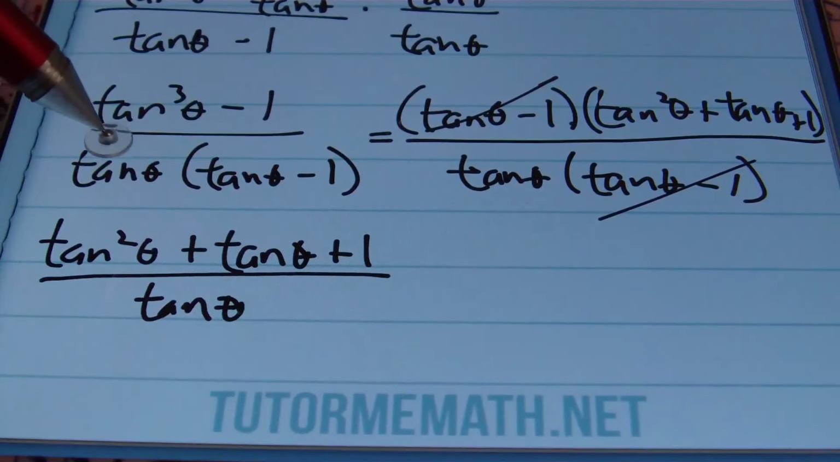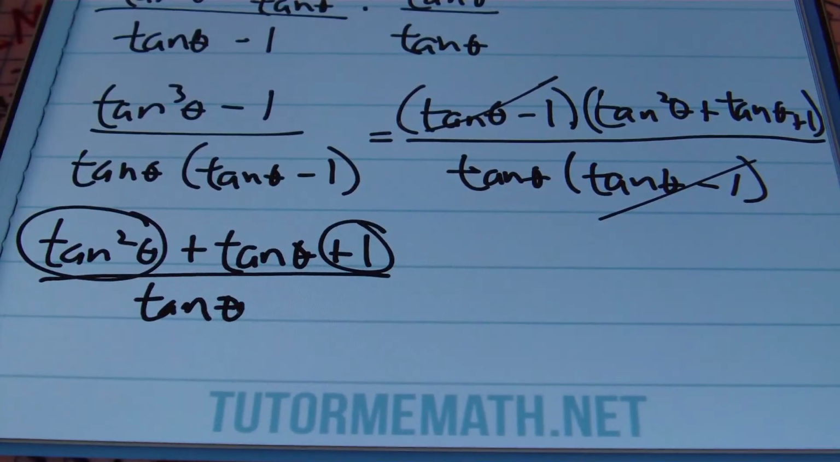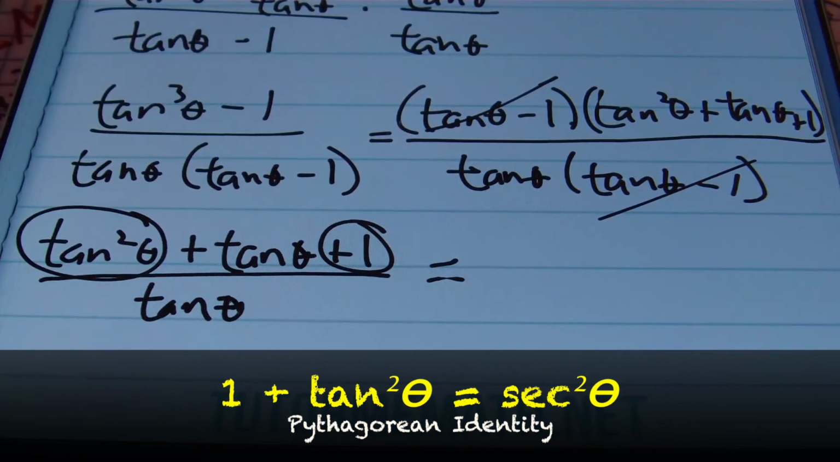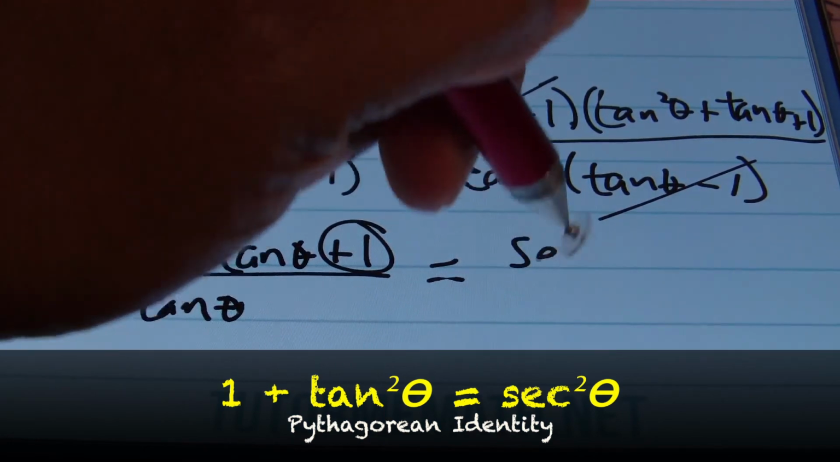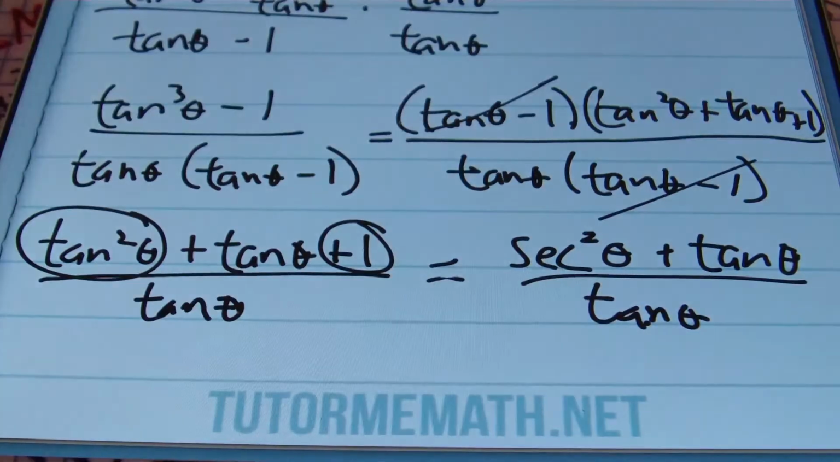Okay, so what we're going to show now is that this tan squared theta plus 1 is equivalent to secant squared theta. So I'm utilizing one of those Pythagorean identities here to show that tan squared theta plus 1 is equivalent to secant squared theta. And that's going to be plus my tan theta, which is over my tan theta. So that's what I have thus far.